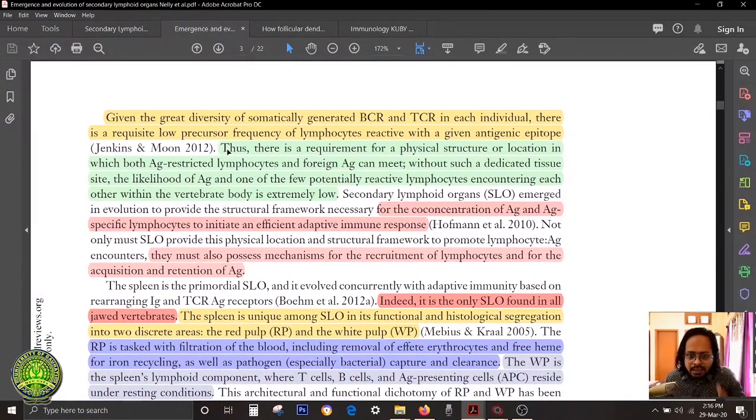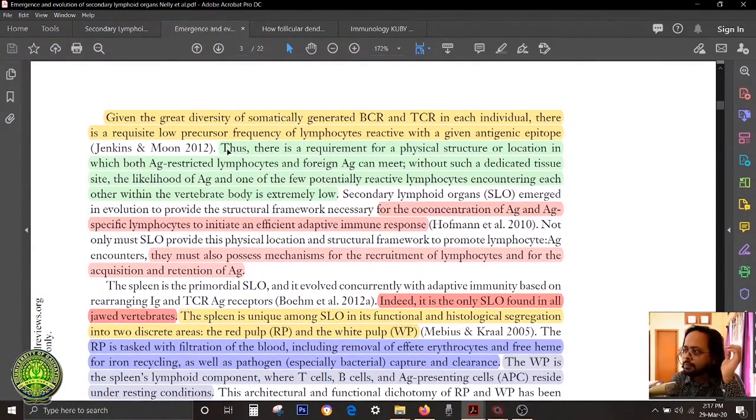So B cells, which are responsible for the humoral immunity, will have BCRs, that is B cell receptors, right? Similarly, their relatives, the T cells, will have TCRs. Now B cells are responsible for humoral immunity, whereas for T cells, we will talk about T helper cells and T cytotoxic cells, T regulatory cells, so many of them. But T cytotoxic cells are responsible for the cell-mediated immunity. Now we'll talk about it later.